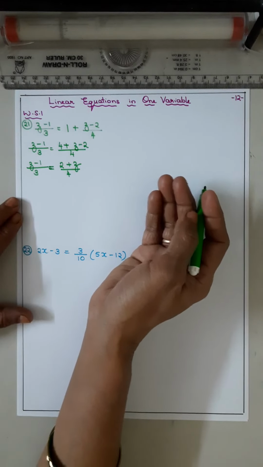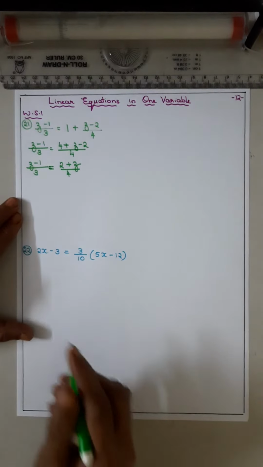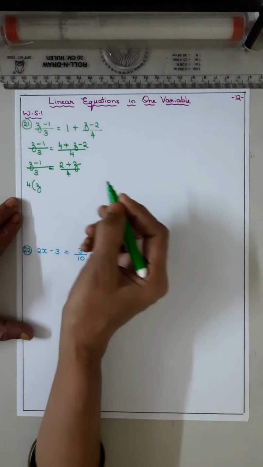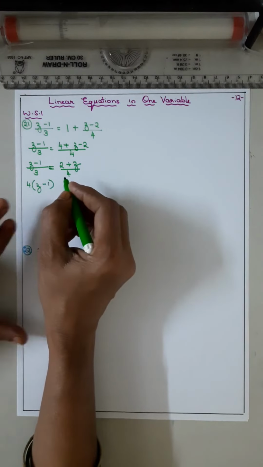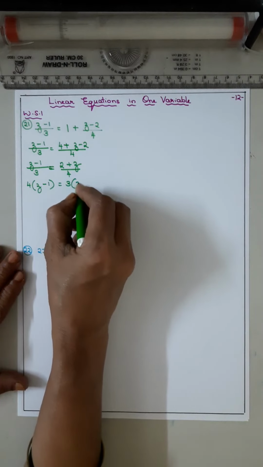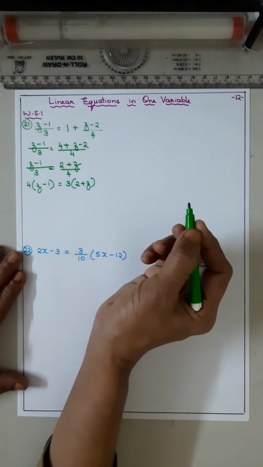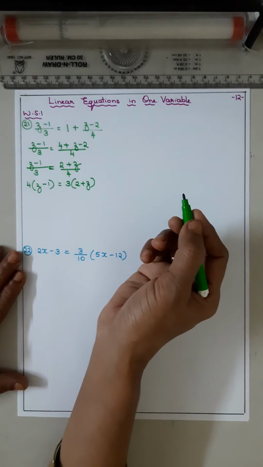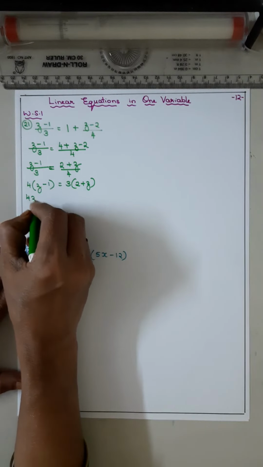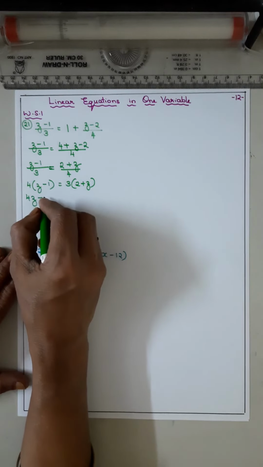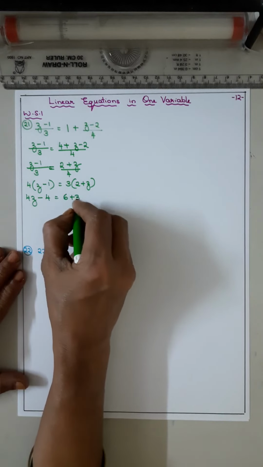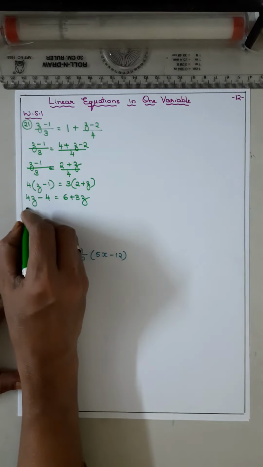Numerator, denominator is there. So it is cross multiplication. So 4 into bracket open, z minus 1, is equal to 3 into 2 plus z. So now you have understood how to do the cross multiplication, isn't it? So 4 into z is 4z, minus 4 into 1 is 4. 3 2s are 6 plus 3z.